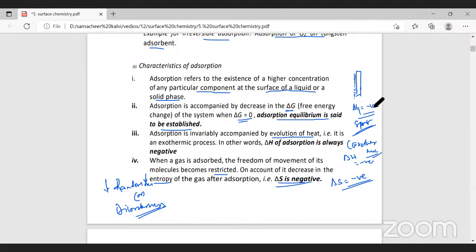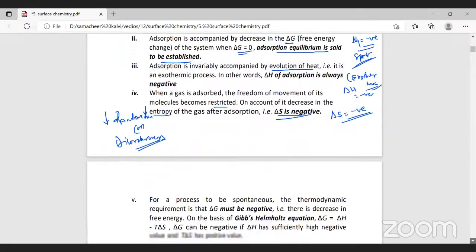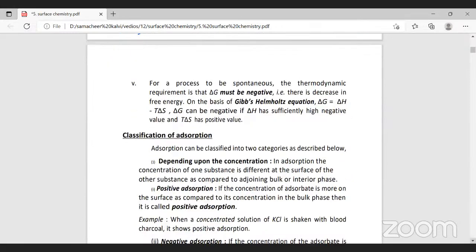Free energy change, delta G, is also negative, and entropy change is also negative because entropy decreases during adsorption. For a process to be spontaneous, the thermodynamic requirement is that delta G must be negative.